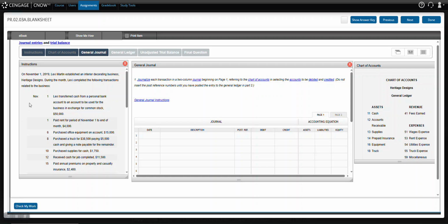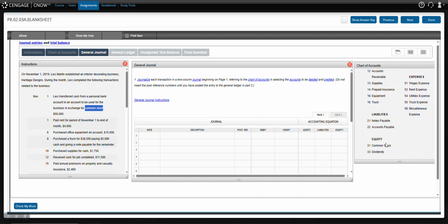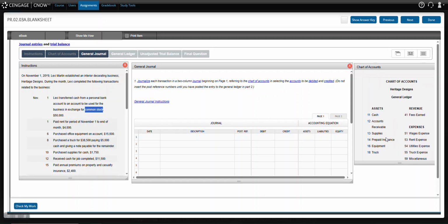So let's get started. It tells us on November 1st that Lexi, as one of the owners of our interior design business, has transferred cash from a personal bank account to an account to be used in the business in exchange for common stock. Again, we see 2 really important words here: cash and common stock. Notice over here, we have cash and we have common stock. Anytime you see an account name listed, we know that it has to be impacted in our transaction.